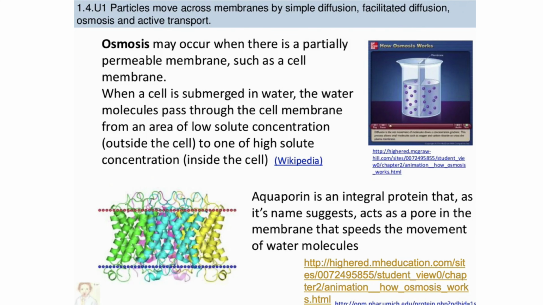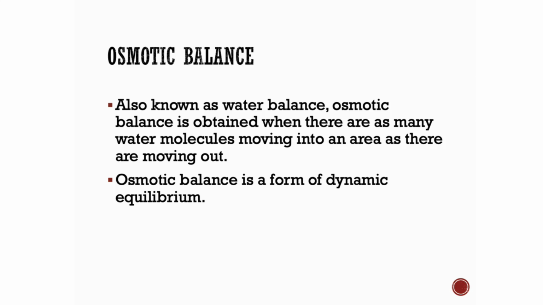Osmosis may occur when there is a partially permeable membrane, such as a cell membrane. When a cell is submerged in water, the water molecules pass through the cell membrane from an area of low solute concentration to one of high solute concentration. Aquaporin is an integral protein that, as its name suggests, acts as a pore in the membrane that speeds up the movement of water molecules.